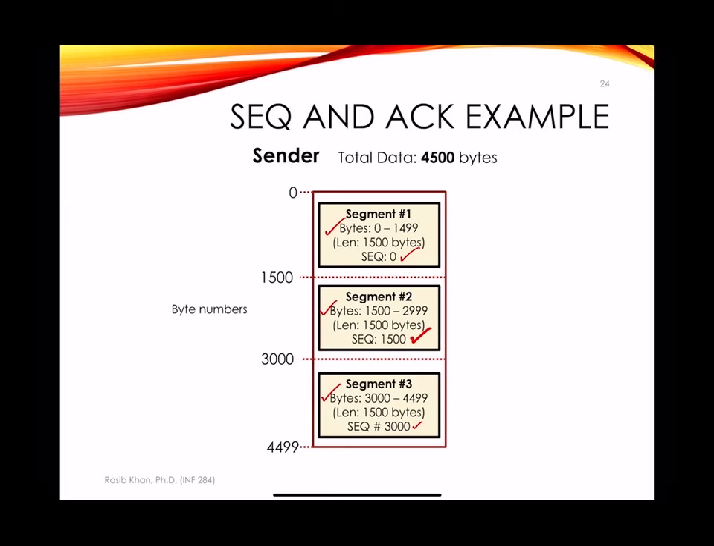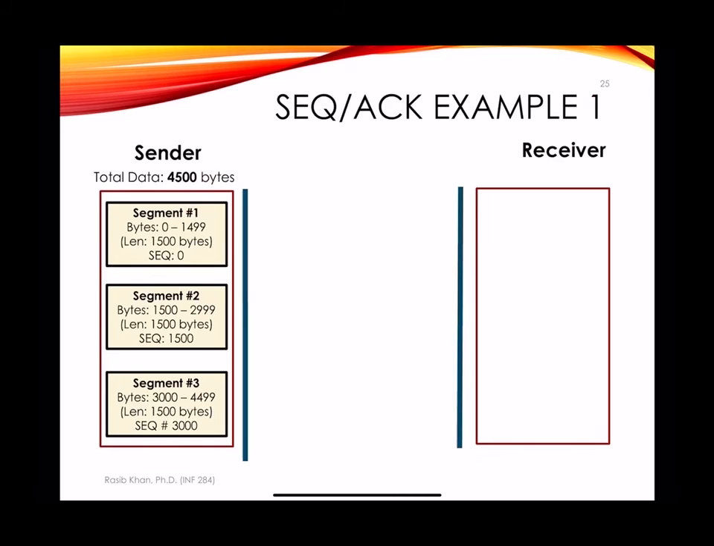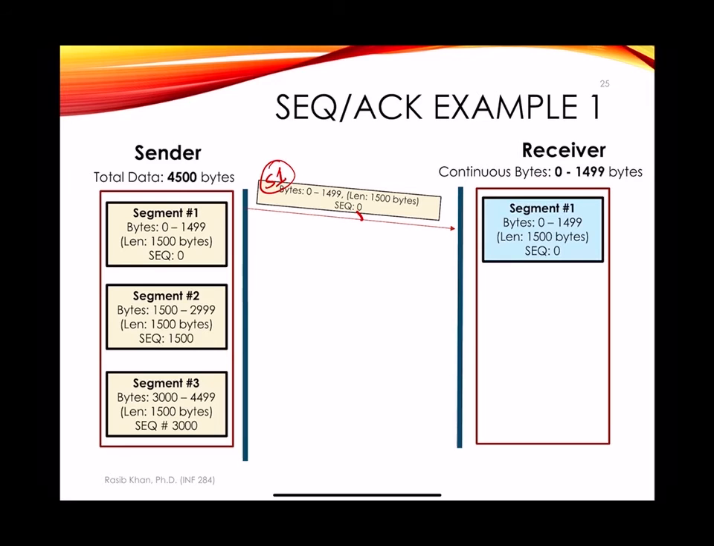So now, if you consider example 1, the sender is trying to send over these three segments to the other party, the receiver. So when it sends over the first segment, this is segment 1. It starts with sequence number 0. The receiver receives this, and the total continuous bytes it has received so far is 1499. So it will now send over an ACK that is plus 1 from the total bytes that it has received. So 1499 plus 1 is 1500.